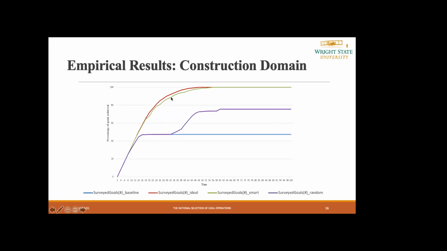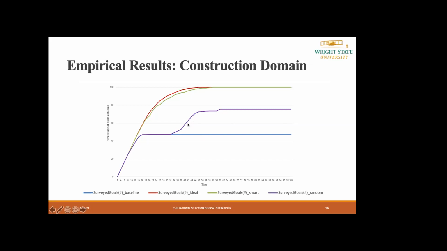So here are our graphs obtained in the construction domain. The red is the ideal agent, green is our smart agent, purple is our random agent, blue is our baseline agent.